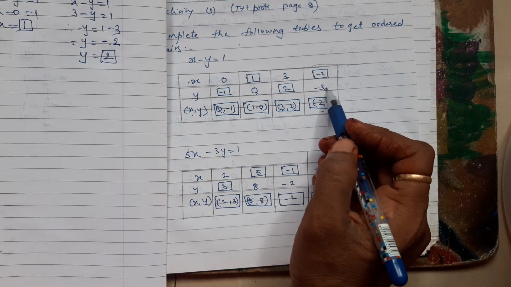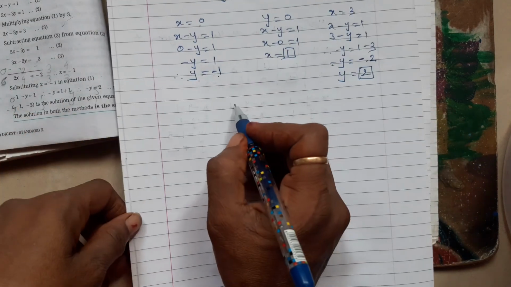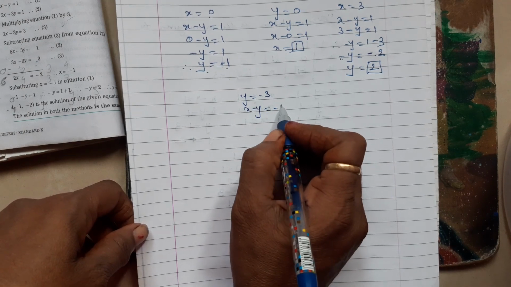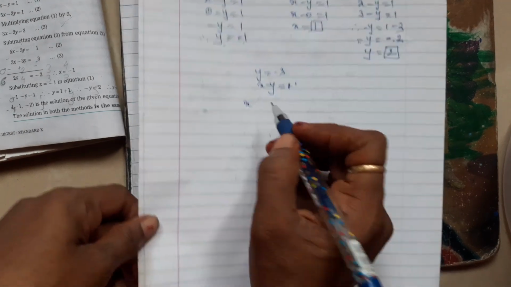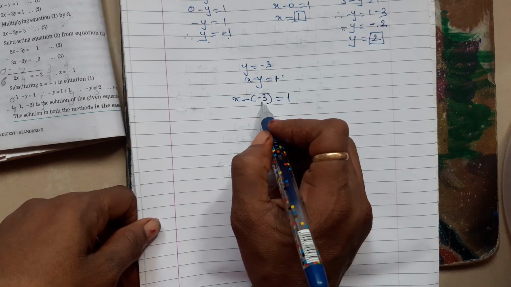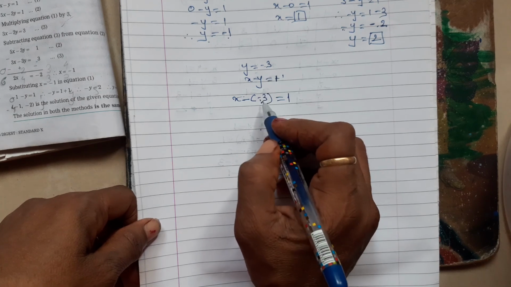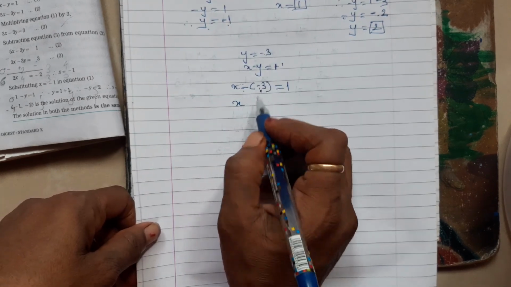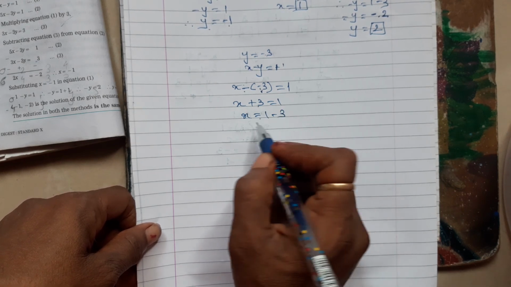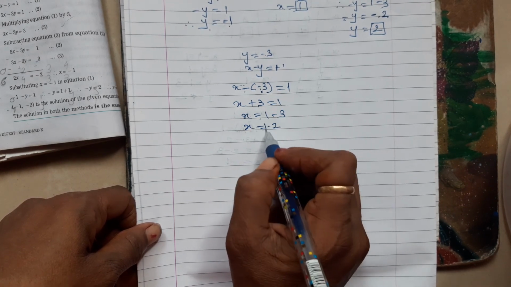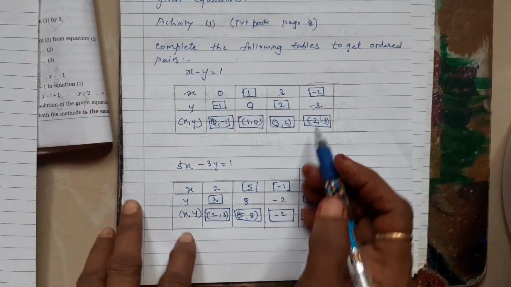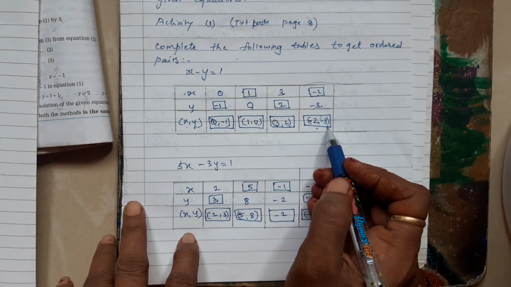Now last, y is minus 3. So let us see, y is equal to minus 3. So x minus y is equal to 1. Y is minus 3. So right here, minus (minus 3) is equal to 1. When a negative sign is given for the value, you should always write it in bracket. So minus times minus you will get plus: x plus 3 is equal to 1. Take 3 to the right side, 1 minus 3. X is equal to minus 2. So when y is minus 3, x is minus 2. So let us write here minus 2 and minus 3.